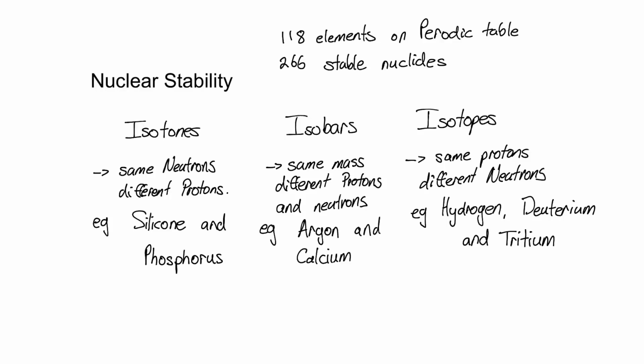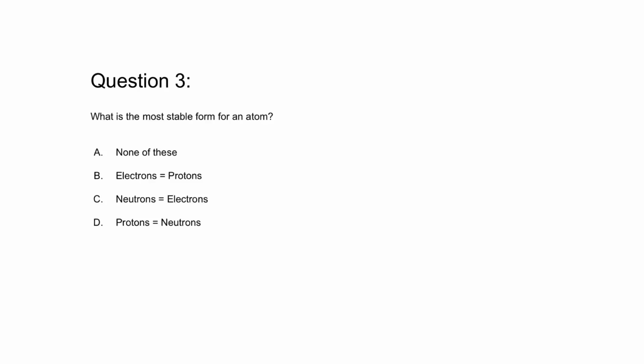Now that we've had a look at our different types of atoms that we can have, let's ask a question. What is the most stable form of an atom? Is it when the electrons are equal to the protons, the neutrons are equal to the electrons, or the protons are equal to the neutrons, or just none of these in general?